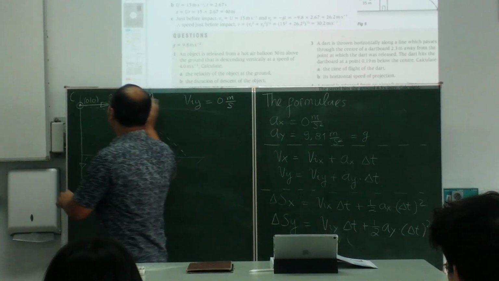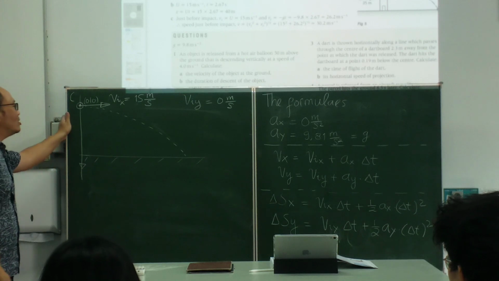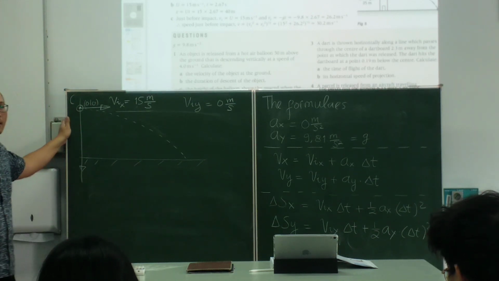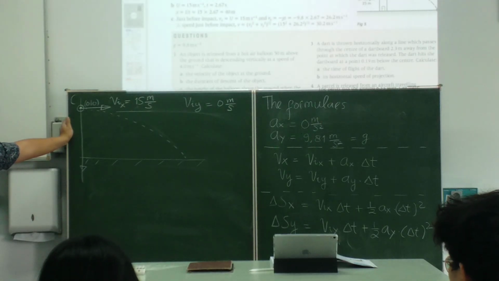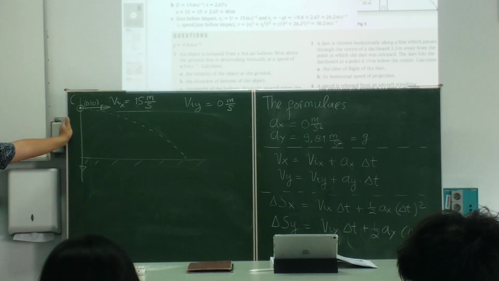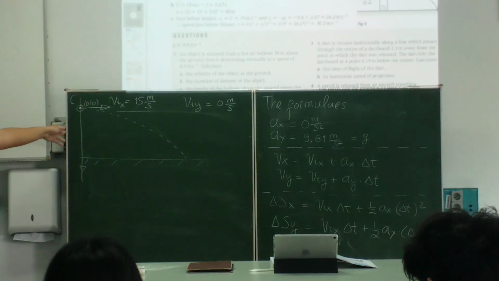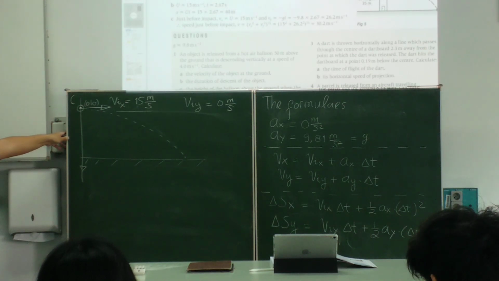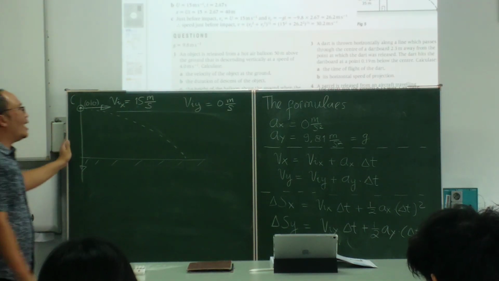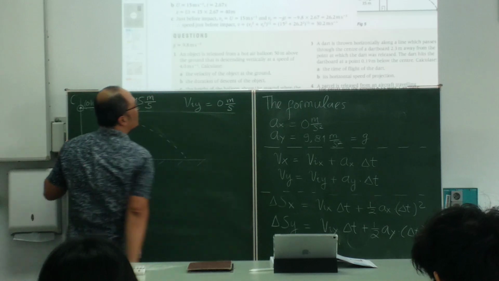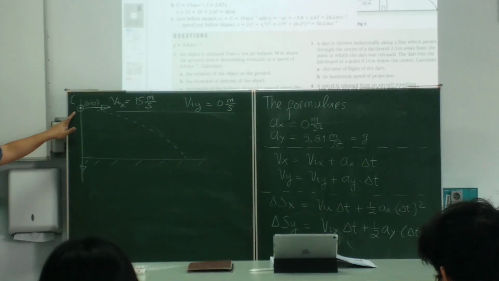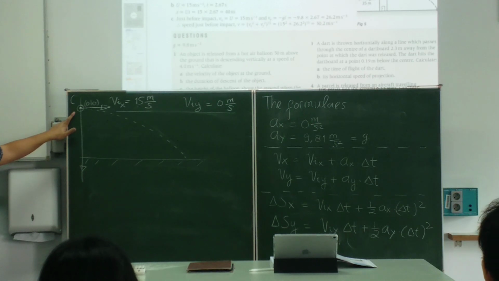We have already drawn the situation, and we know that the initial velocity is 15 meters per second. In your book, they write it as a u, the initial velocity, as in many English books. And the initial velocity in the y direction is 0 meters per second, and this is my origin point, 0,0.